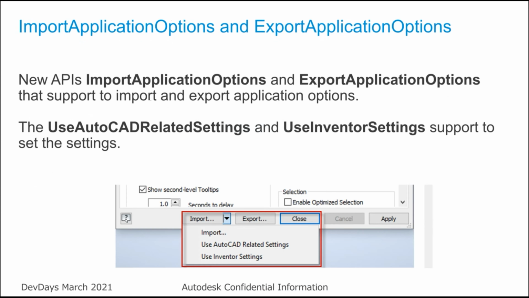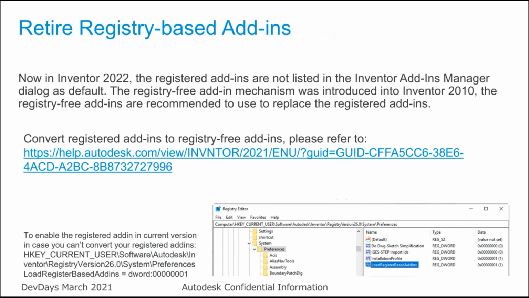This is very important because of import application options and export application options, which will support us to import and export the application options. Along with this, we have two other APIs which can set to use the AutoCAD related settings and Inventor settings. These are very important announcements from Inventor 2022.